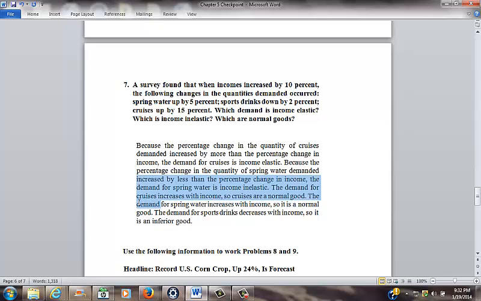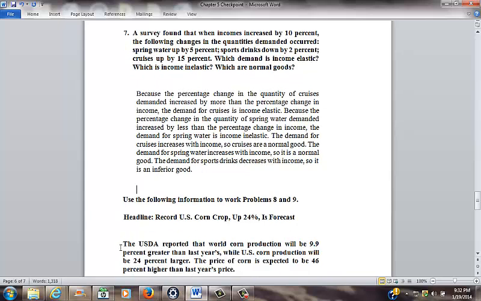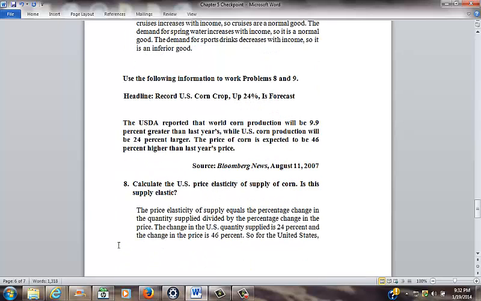The demand for cruises increases with income, so cruises are a normal good. The demand for spring water increases with income, so it is a normal good. The demand for sports drinks decreases with income, so it is an inferior good.